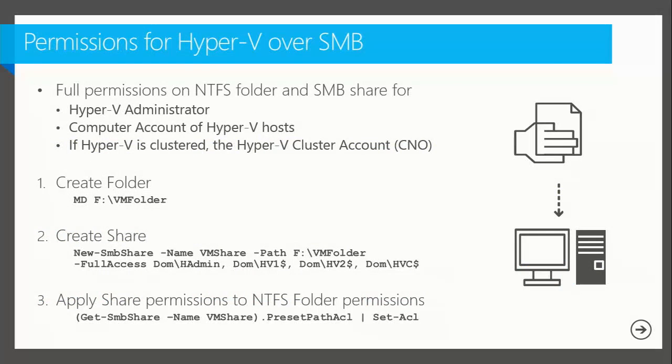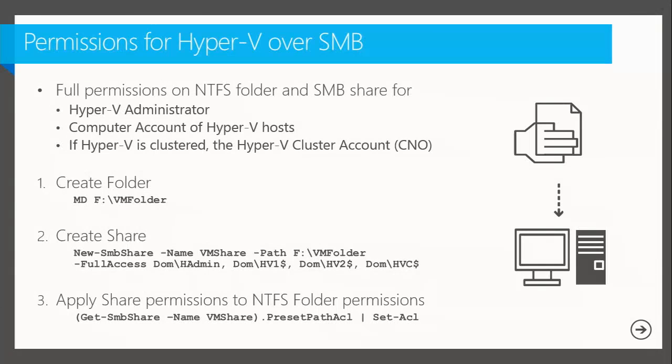How do you do it? Let's get really practical here. So the way you implement this is very simple. On your file server, you create a folder. That's one. Then you create the share, and we now have PowerShell for it, New-SmbShare. And then you have to give permission to the administrator, the Hyper-V administrator. You have to give it to the computer accounts of the machines that are going to access the share. Okay? So the names of the Hyper-V machines themselves. And if they are clustered, also to the cluster account of the Hyper-V cluster.